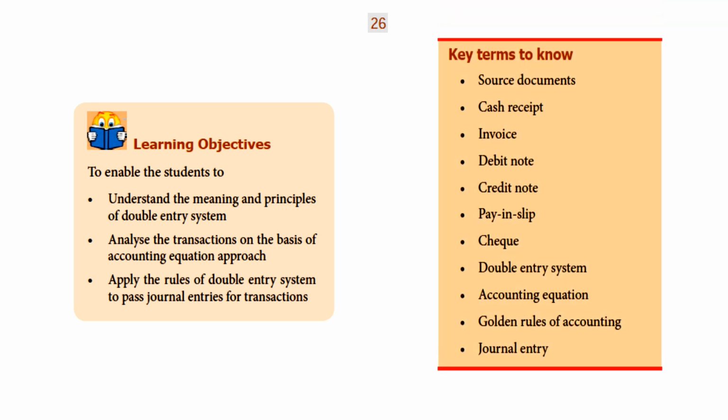Key terms to know: source documents, cash receipt, invoice, debit note, credit note, pay in slip, cheque, double entry system, accounting equation, golden rules of accounting, journal entry. These are the terms that we will learn from this lesson. So let's move on to our unit 3. All of you open your book to page number 27.